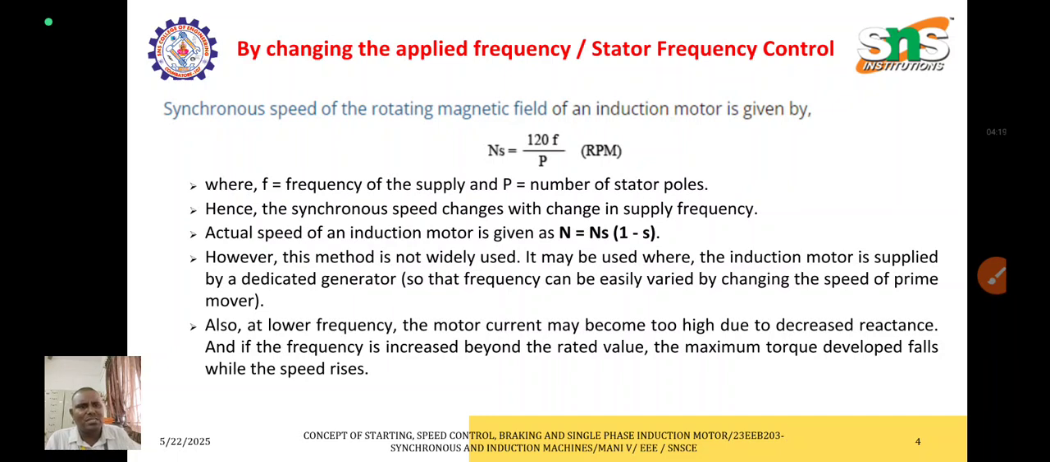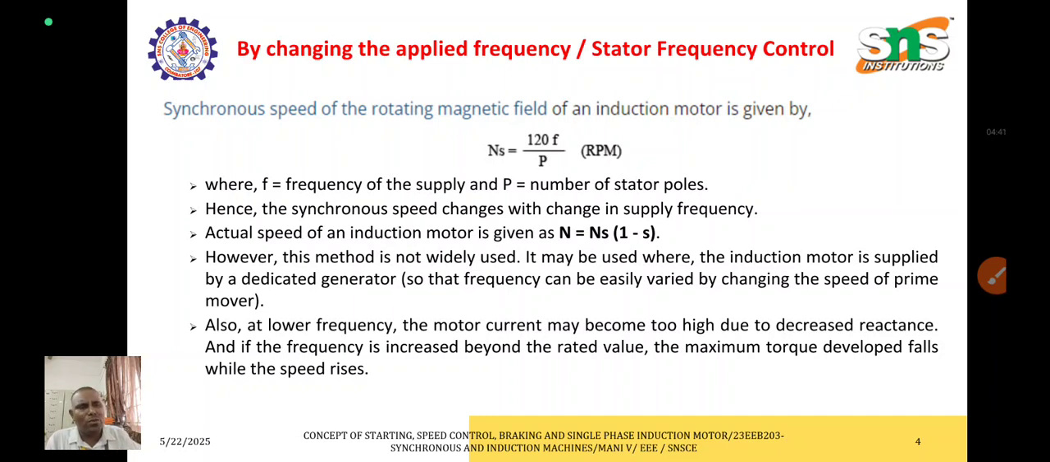So here Ns is nothing but synchronous speed, and 1 minus S, where S is nothing but the slip value. It is the difference between the synchronous speed and the actual speed. So here, if the frequency is changeable, the synchronous speed also changes.